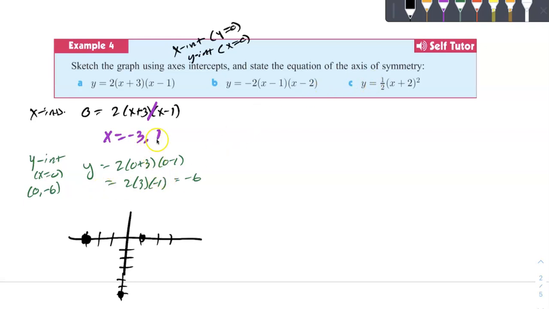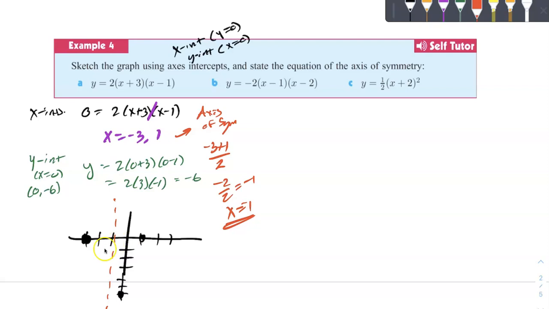If I want to find the axis of symmetry, which cuts this graph in half, what you want to do is find the average of your x-intercepts. The axis of symmetry should always be halfway between these two. So add up my two values, my x-intercepts, and divide by 2. So I get negative 2 divided by 2, which is negative 1. So there's my axis of symmetry. It's at x equals negative 1.